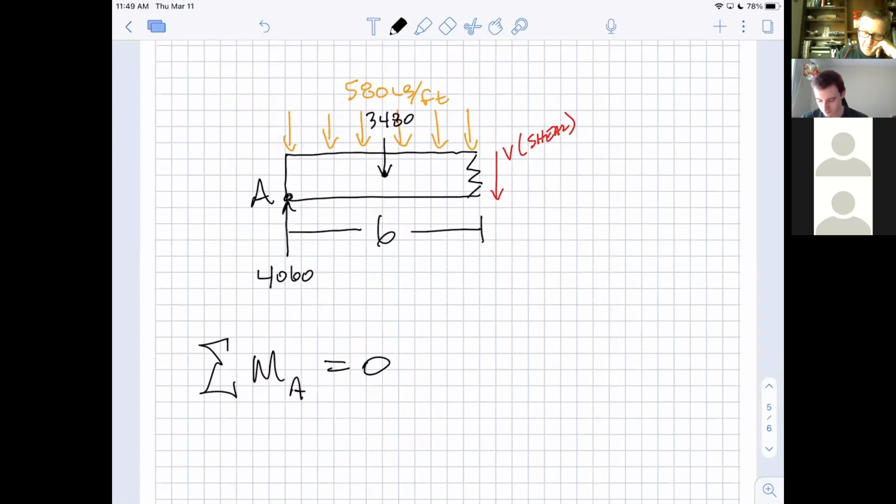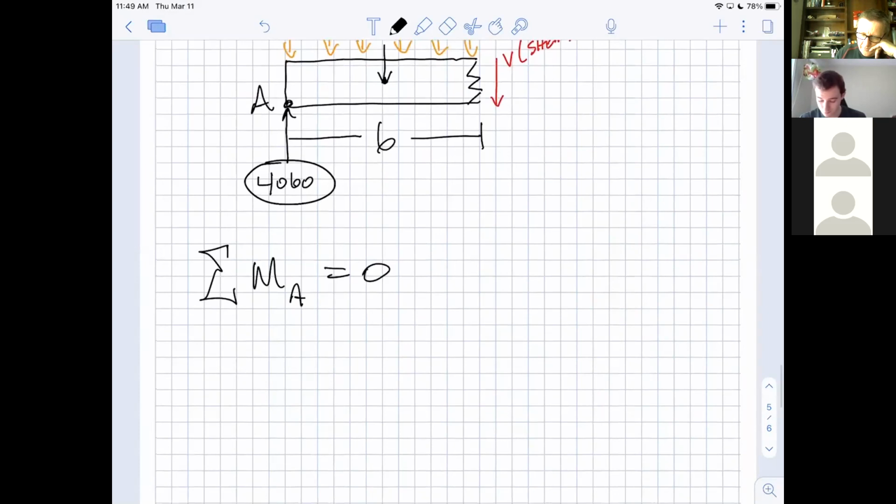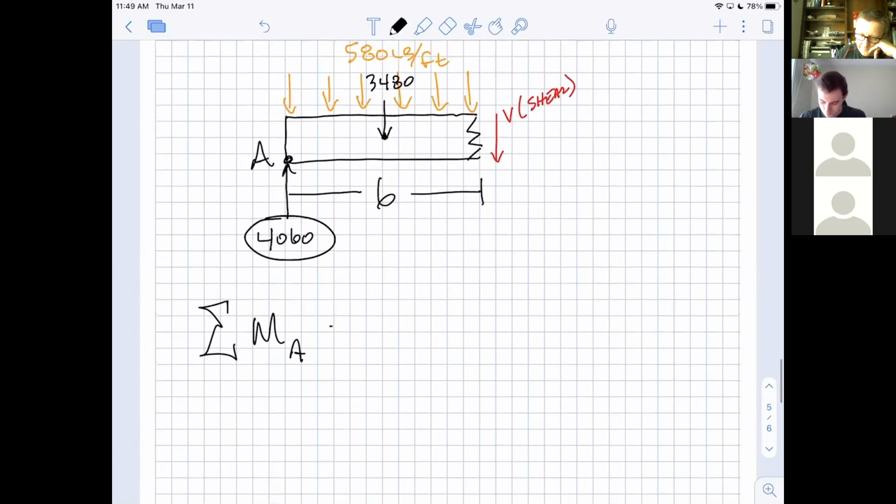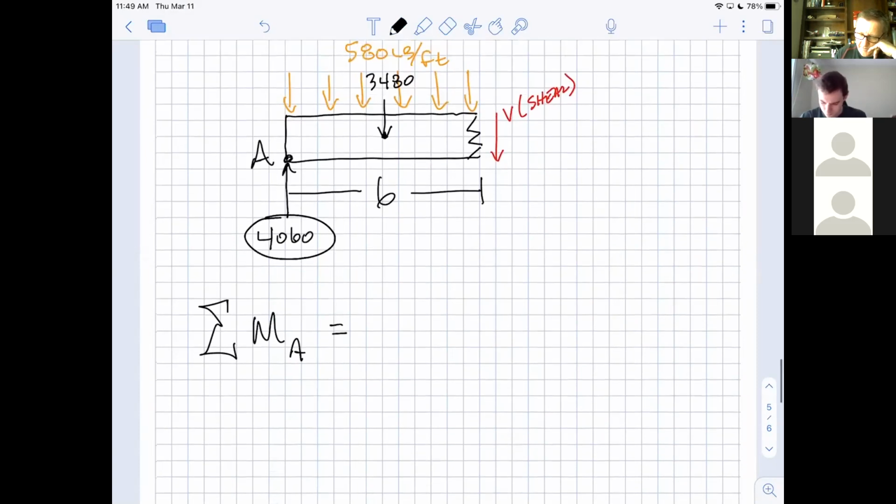So notice 4060 is pushing right at A, so it's not causing any moment at all. And so with respect to the sum of the moments around A, this is not good, because I'm not going to get 0. I'm going to get 3480 pushing clockwise, which is actually negative, and it's a distance of 3. That's it. That's all the forces there are. That's not good. That is not equal to 0.